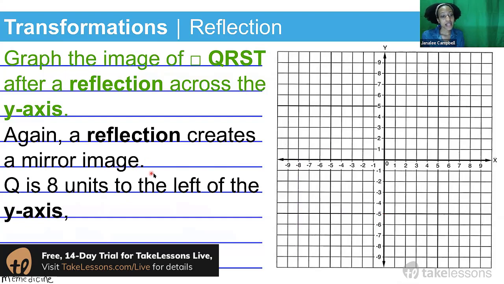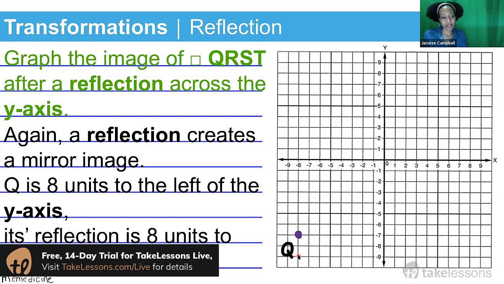Point Q is 8 units to the left of the y-axis, okay? And remember, the negative in front of a position on the x coordinate just means you're to the left of the origin. So I don't want people to get intimidated when they see negative signs. All right, so again, we see our point Q is 8 units to the left of the y-axis. Its reflection is obviously going to be 8 units to the right of the y-axis. So let's draw that right now.